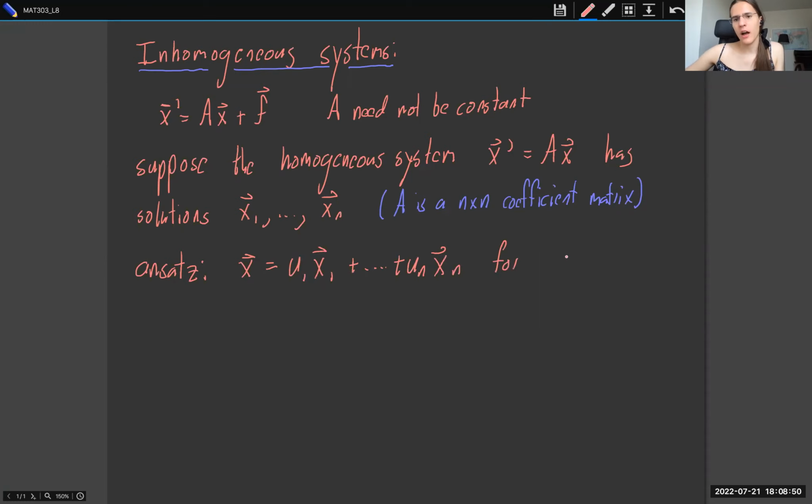plus up to un times xn, for u_i(t) undetermined coefficient functions. And this is, of course, the trick of variation of parameters.